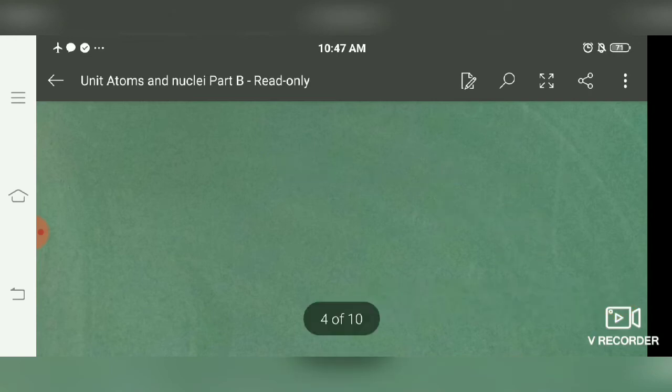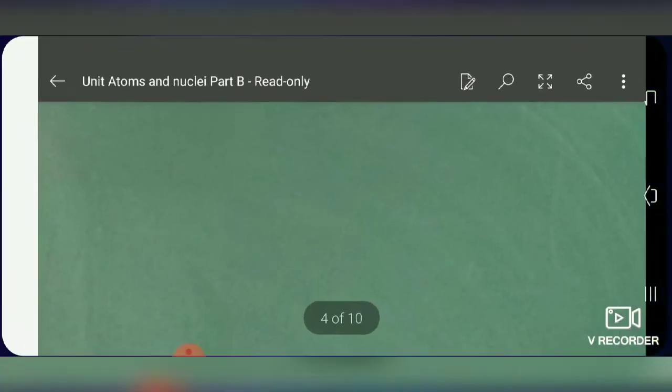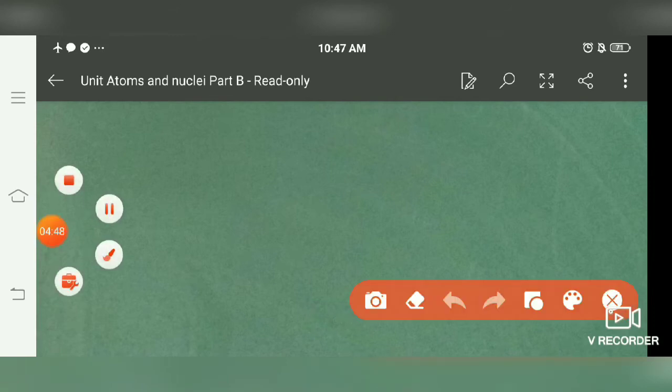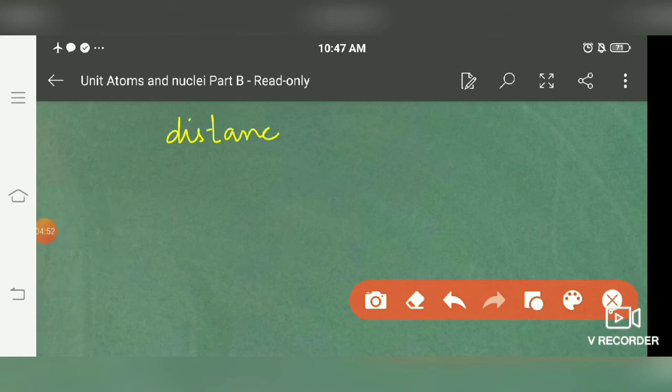Two more terms are there. One is the distance of closest approach. I'm just telling you right now what these terms are, then I will show you their formulas. First, distance of closest approach. What does it mean?